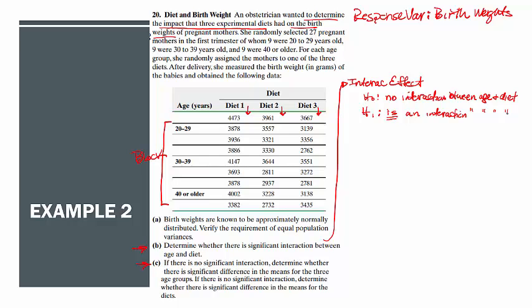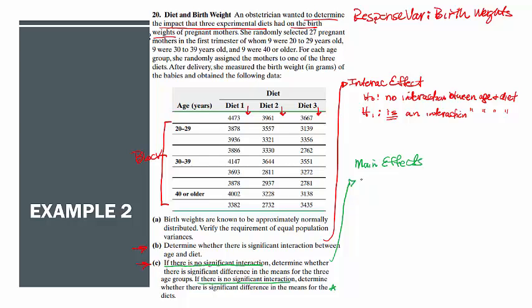And so we're going to test that first, and then notice the language of part C. If there is no significant interaction, determine whether there's a significant difference in the means for the 3 age groups. If there's no significant interaction, determine whether there is a significant difference in the means for the 3 diets. And it's this last one that I think is really core to what they're trying to study here. So this part C then gives us 2 different tests, or the tests for the main effects.